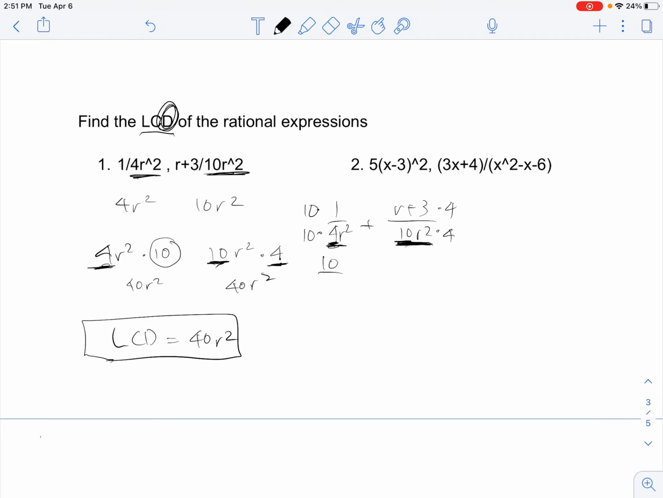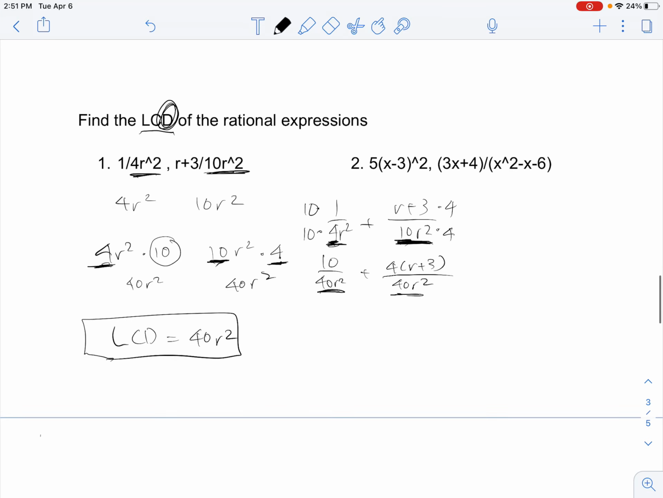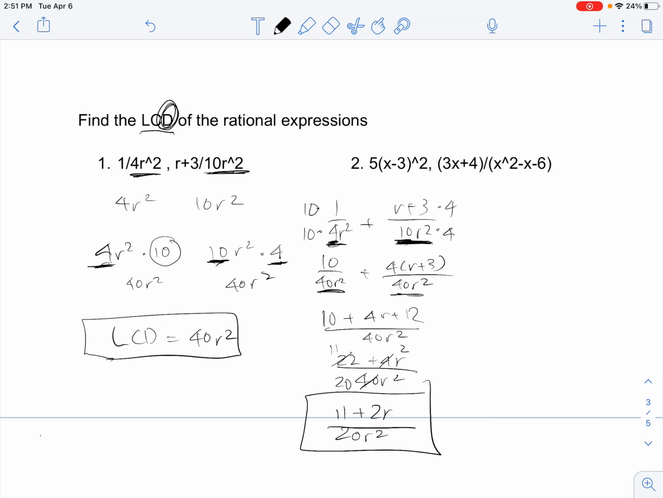So that would give me 10 over 40r squared plus 4r plus 12 over 40r squared. Now, because these have the same common denominator, you can add those two numerators, 4r plus 22 over 40r squared. Now you get 22 plus 4r over 40r squared, and you can simplify by 2. So 11 plus 2r, and you get 20r squared in the denominator. And that would be your answer.